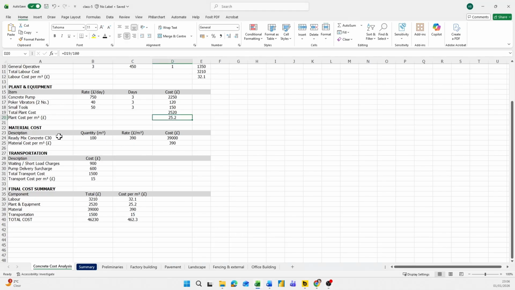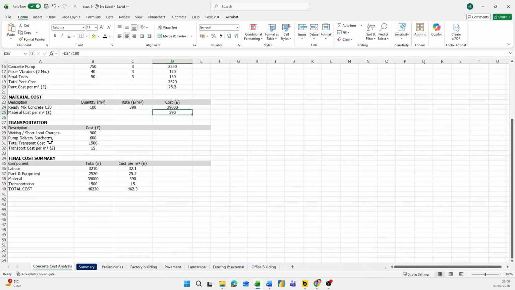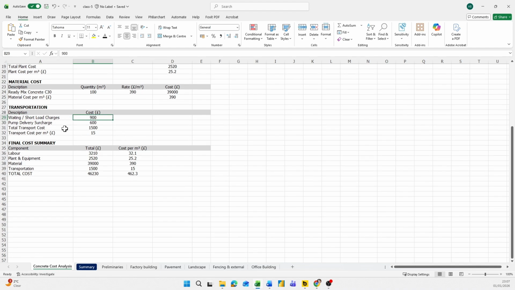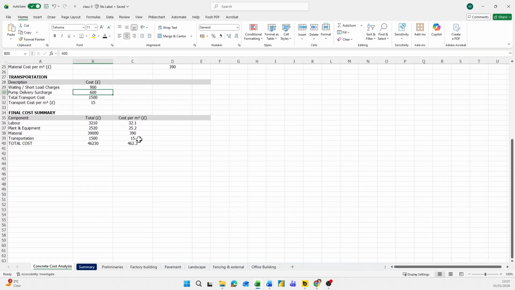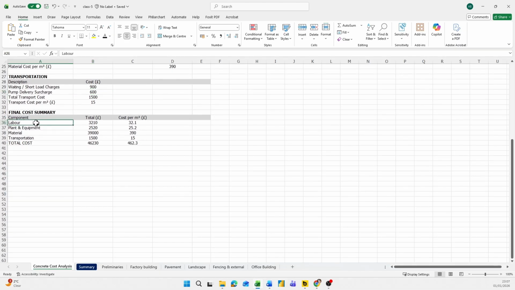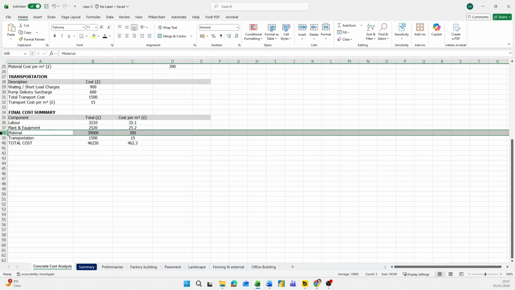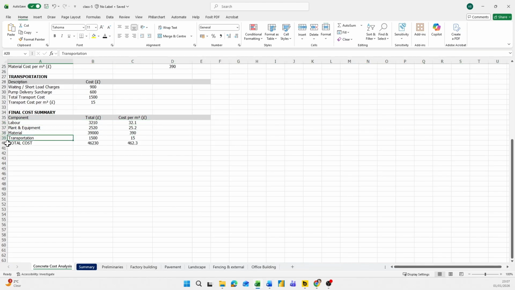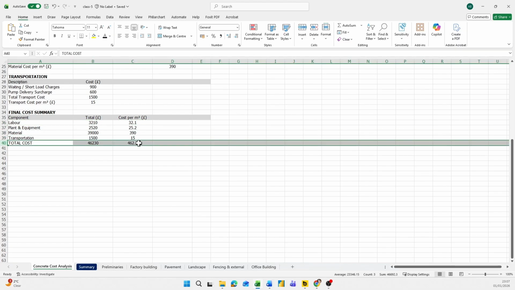And this is the material cost, I mean the concrete cost, and transportation. Obviously we need to transport the concrete to the site. This is the transport cost, and this is the summary: labor, plant and material, transport, and total cost and per unit cost.